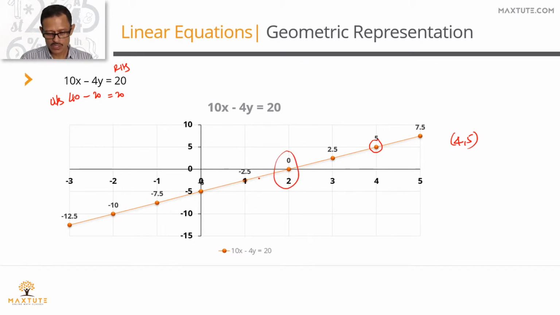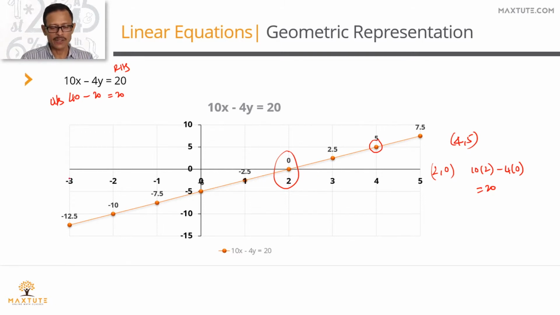Let's pick one more point. What are the coordinates of this point? The x coordinate is 2, y is 0. So let's check whether (2, 0) satisfies this equation. 10 times 2 minus 4 times 0. 10 times 2 is 20, minus 0 is 20. So LHS is 20, RHS is 20.